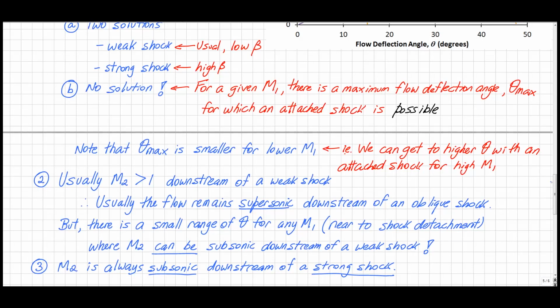In the next video, we'll have a look at some experimental results from the Drummond shock tunnel at UQ, demonstrating how, if we vary the flow deflection angle, the shock wave angle varies for a given Mach number.